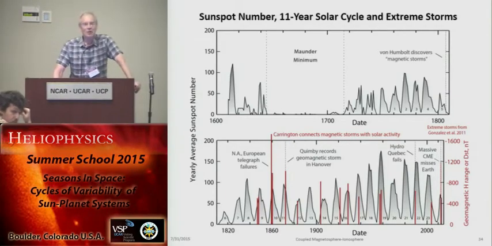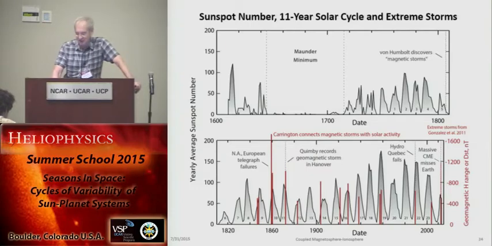Okay, so I'll go through it very quickly. It's okay to hear about things twice. So this is the solar record going back to 1600 of sunspots, with some uncertain fidelity the further back you go in time as to what exactly the number is.